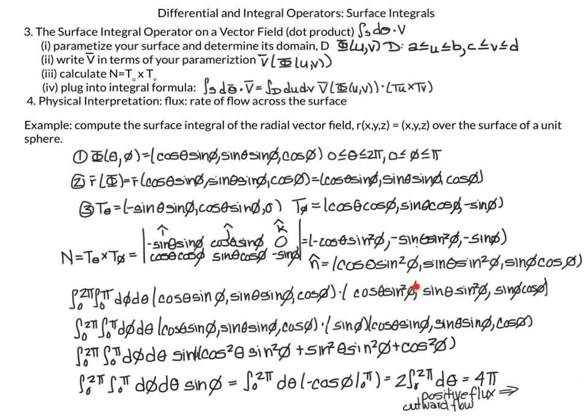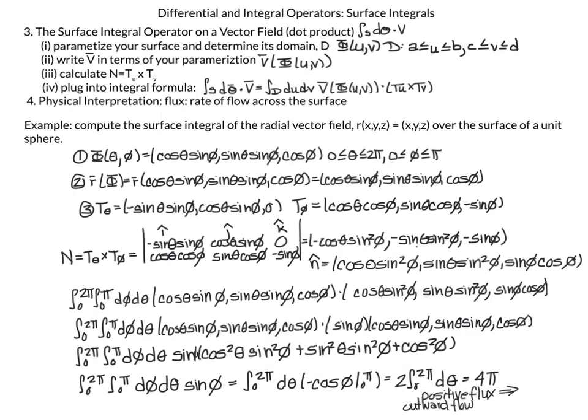The next thing I did over here on my vector normal was factor out a sine phi just to make things a little easier, because when you dot this radial vector field with the rest of the normal, you're going to get something that simplifies to 1, which means our integral is greatly simplified to the integral of sine of phi. And when you integrate, your final answer is 4 pi, which tells you that you have a positive flux and an outward flow.